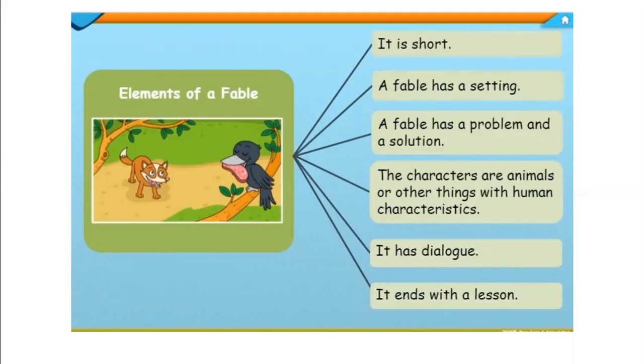Some other elements we find in fables are that they are short, they have a setting where the story takes place, the fable has a problem and a solution, and the characters are animals that act like human beings. They have a dialogue and it ends with a lesson. We always learn something from a fable.